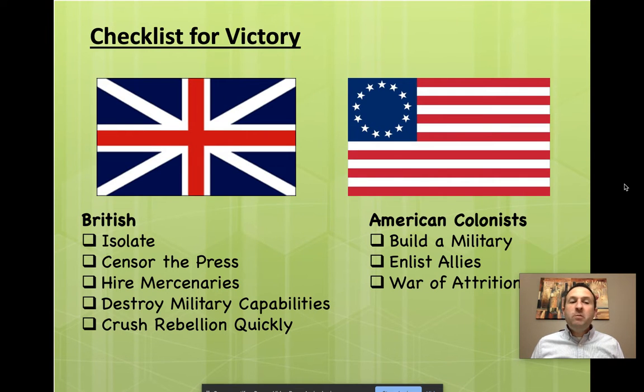However, the two most important ones are number five and six. Number five, crush it quickly, and number six, get the leaders, capture the political leaders, especially General George Washington. They can't get George.